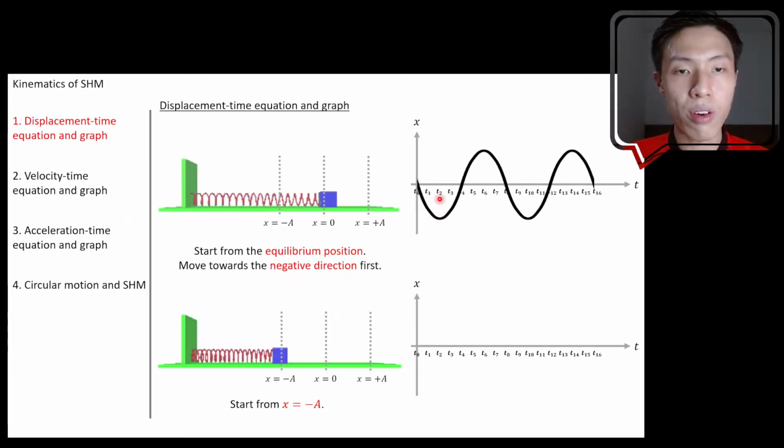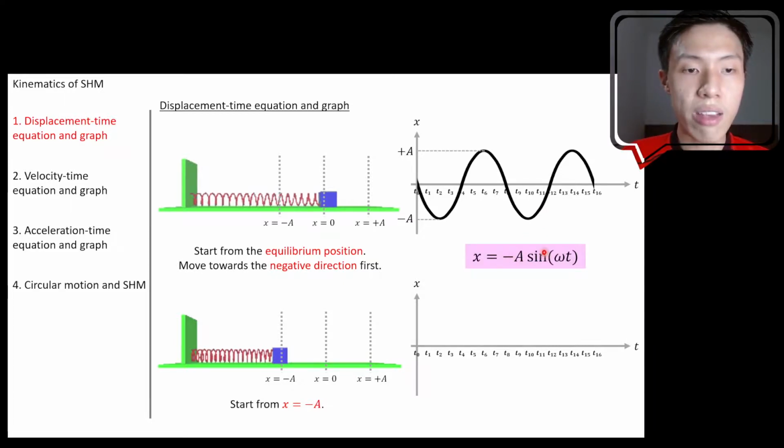So the shape of the graph will be like this, and this is a negative sine curve. So therefore, your graph here should have an equation which is negative sine omega t. Negative sine because the shape is negative sine. Again, the maximum is still the amplitude, so this is still A over here.